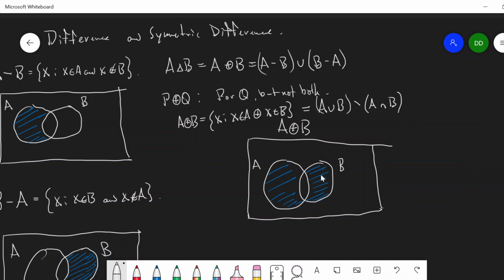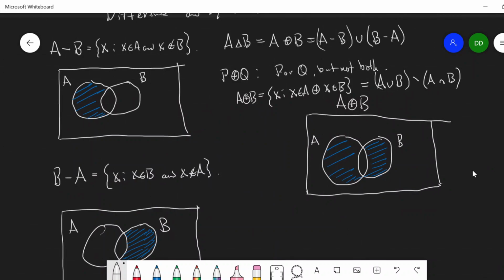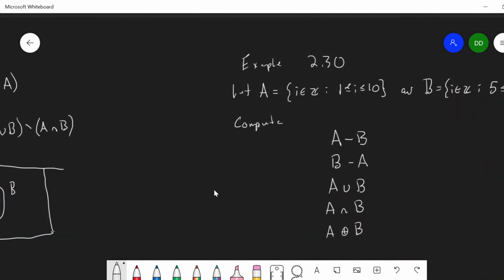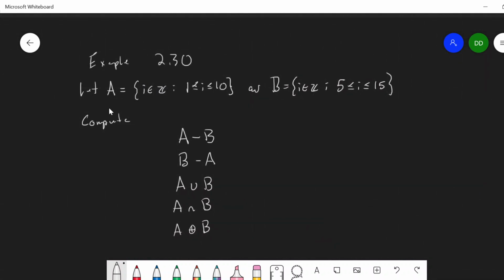These are all really different ways of expressing the same set. So that's difference and symmetric difference. Now let's take a look at an example of this. So here I have A equal to all of the integers between 1 and 10, inclusive. And B is the set of all integers between 5 and 15. Again, inclusive. So 5 and 15 in particular are in B. 1 and 10 are in A, along with everything in between.